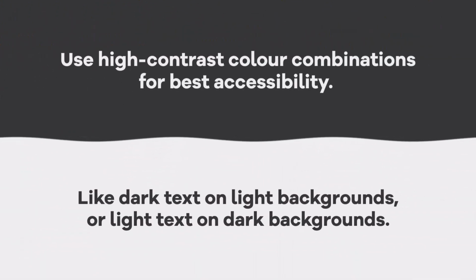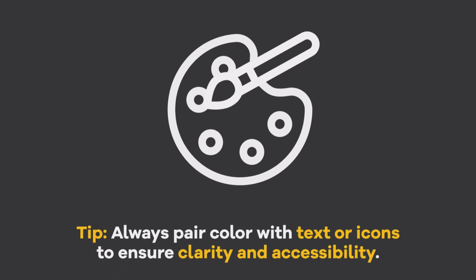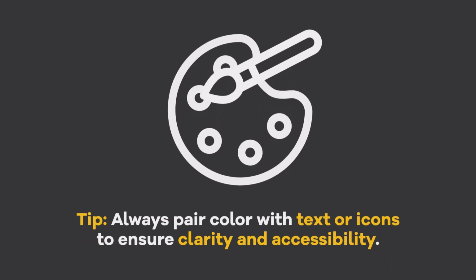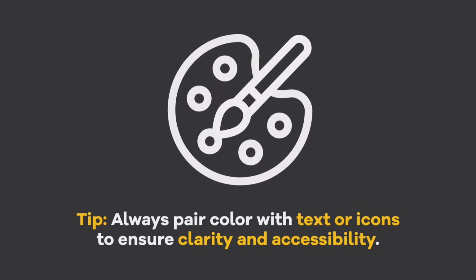At the same time, accessibility is crucial. Make sure to use high contrast combinations, like dark text on a light background or vice versa. Tools like a color contrast checker can help you ensure your designs are accessible to learners with visual impairments. Avoid relying solely on color to convey meaning. Always pair it with text or icons to ensure clarity for all users.